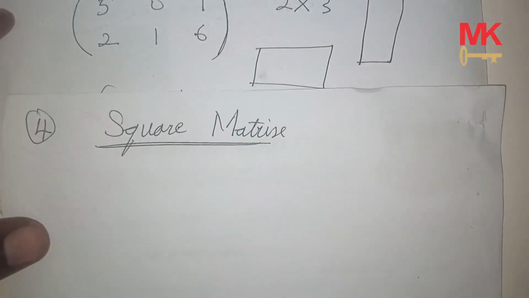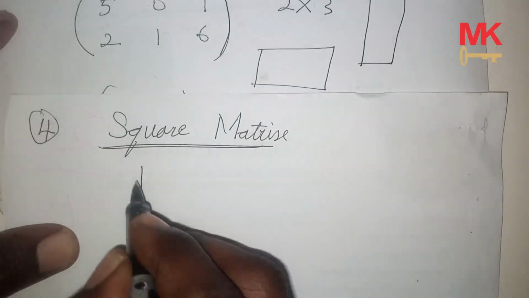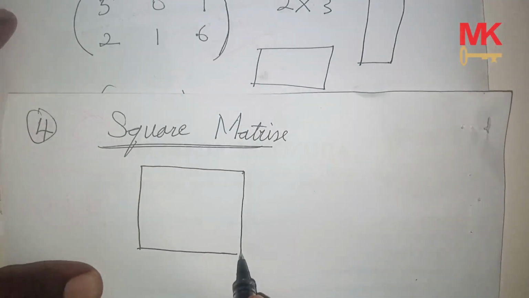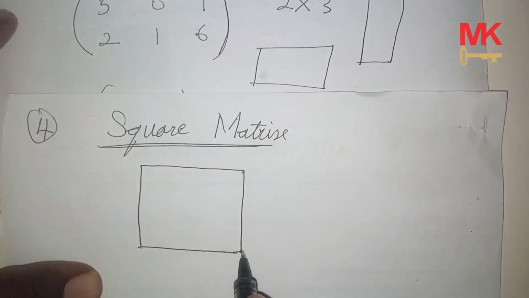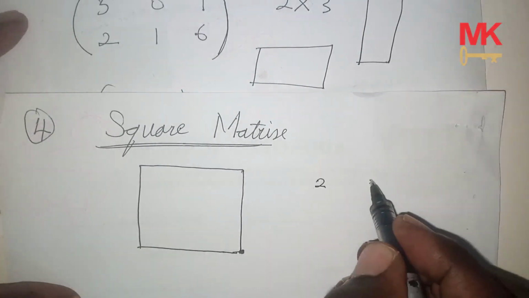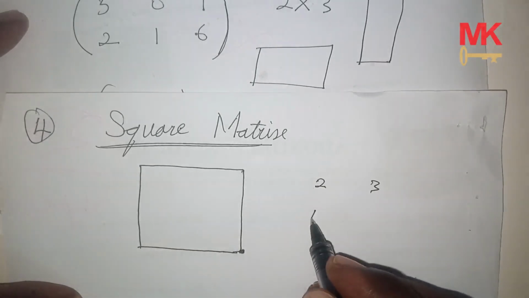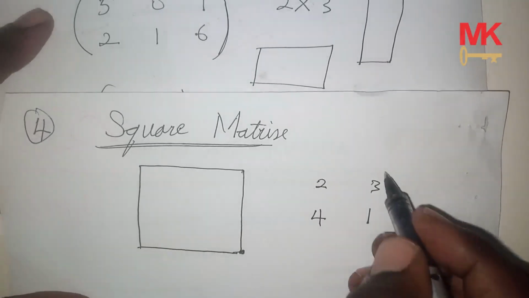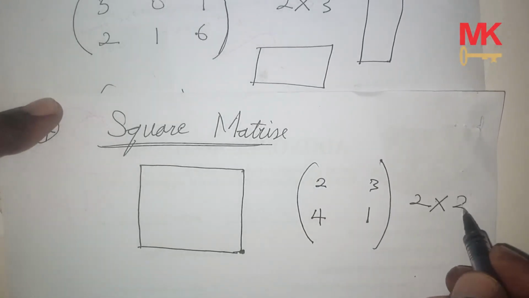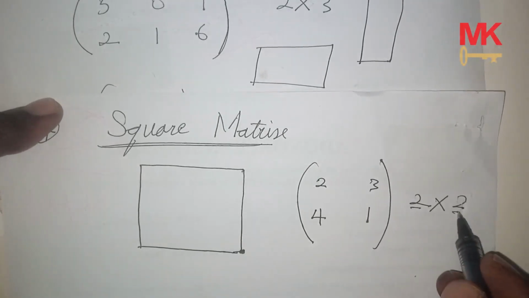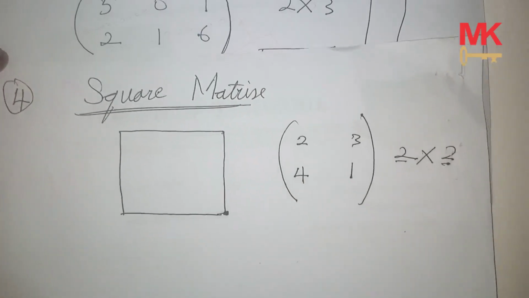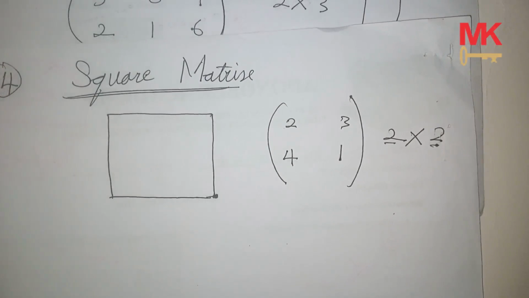I believe you all know what a square is. A square is like this. A square has all 4 sides equal. So what it means is any type of matrix in which the number of rows is equal to the number of columns, that matrix is called a square matrix. So this is a 2 by 2 matrix. You can see that the rows and the columns are the same. So it's called a square matrix. Both rows and columns are equal.